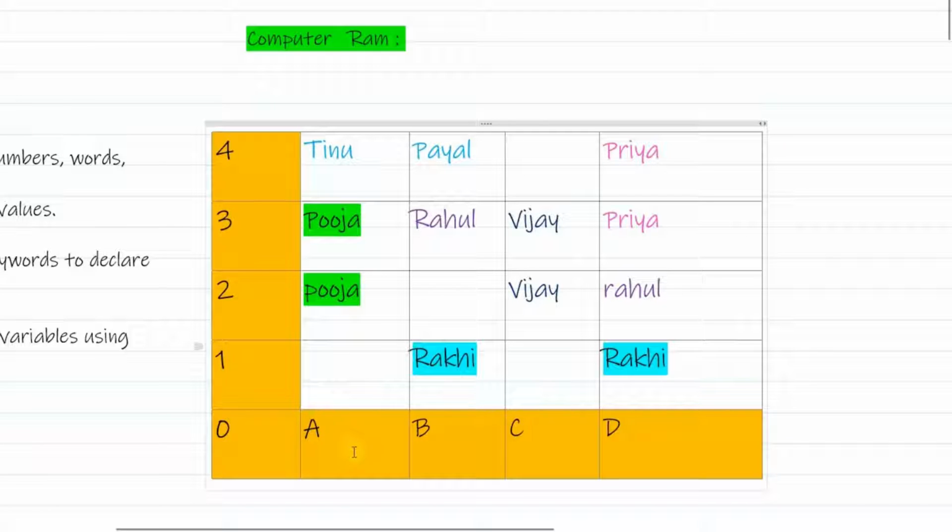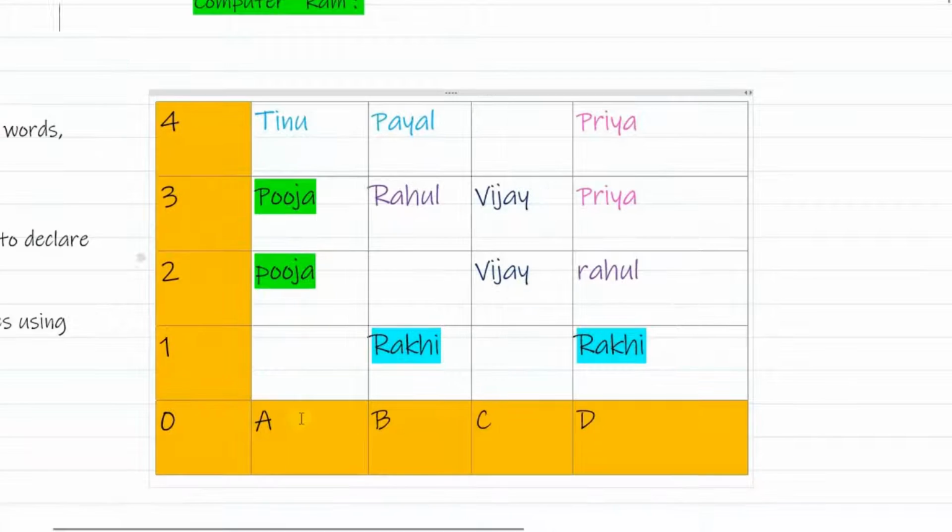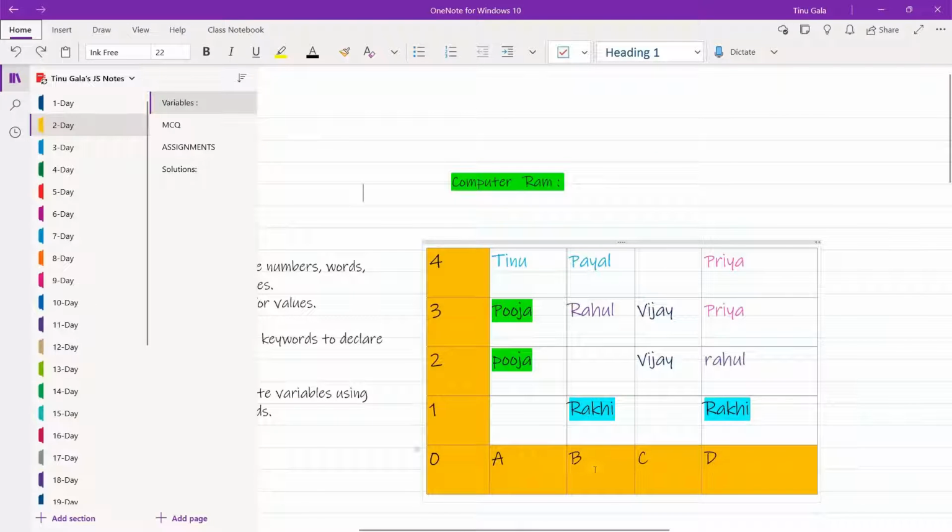There are two Pujas, one small Puja in A-2 and a big Puja in A-3. Still easy, right? Now let's find Rocky. There are two Rockys, one Rocky in B-1 and a second Rocky in D-1. Still easy, right? But in RAM there are going to be millions of names and numbers stored, you can't find them, right? That's where it gets difficult.